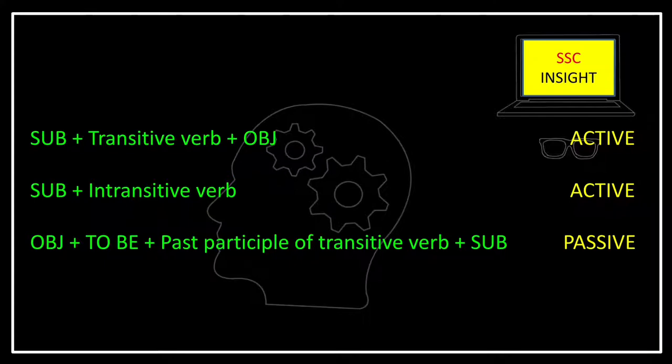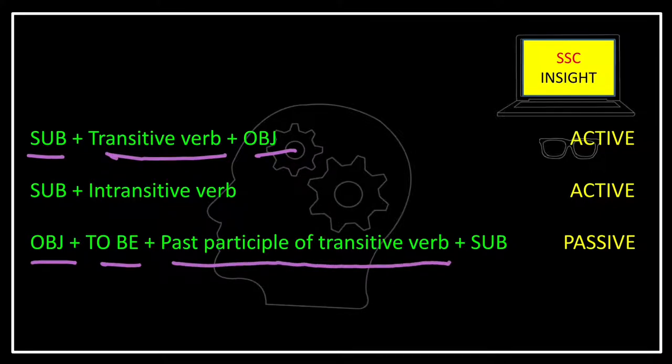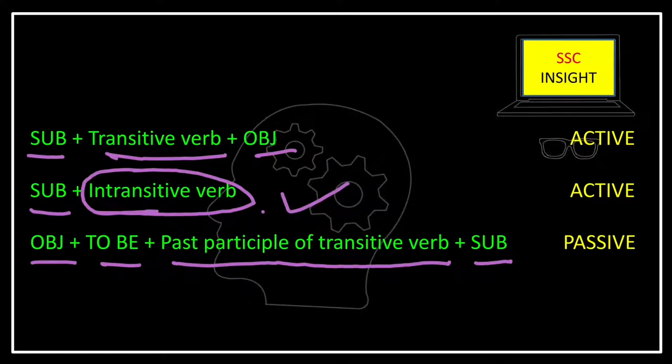So now we can say the form of active and passive voice will be this. In case of transitive verb, the active will be subject plus transitive verb and object, and its passive will be object plus to be verb plus past participle of the transitive verb plus subject. And in case of intransitive verb, there is only subject plus intransitive verb and there will be no passive voice of this sentence.